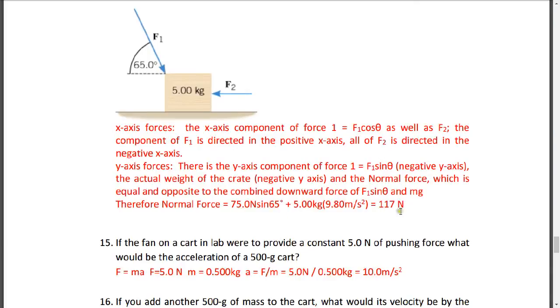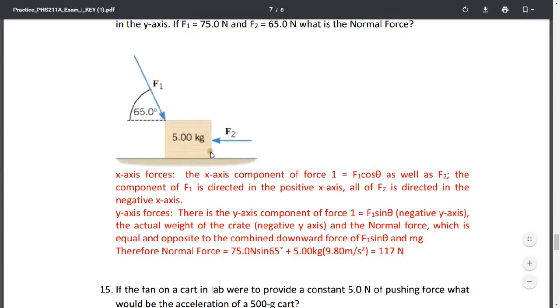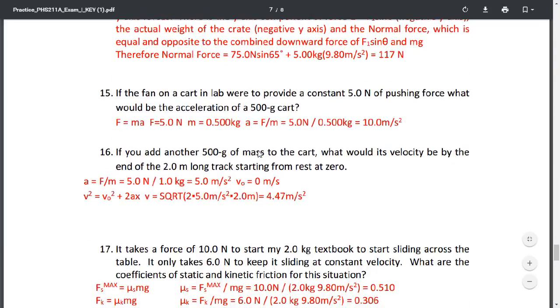So I get a normal force of 75 newtons times sine of 65 degrees plus the actual weight of the box, 5 kilograms times 9.8 meters per second squared, and I get 117 newtons. Now there's other questions I could ask. I could give you frictional coefficients and ask you if it's moving to the left or the right or what's its acceleration, all sorts of things we could do. But this is the start of a larger question.